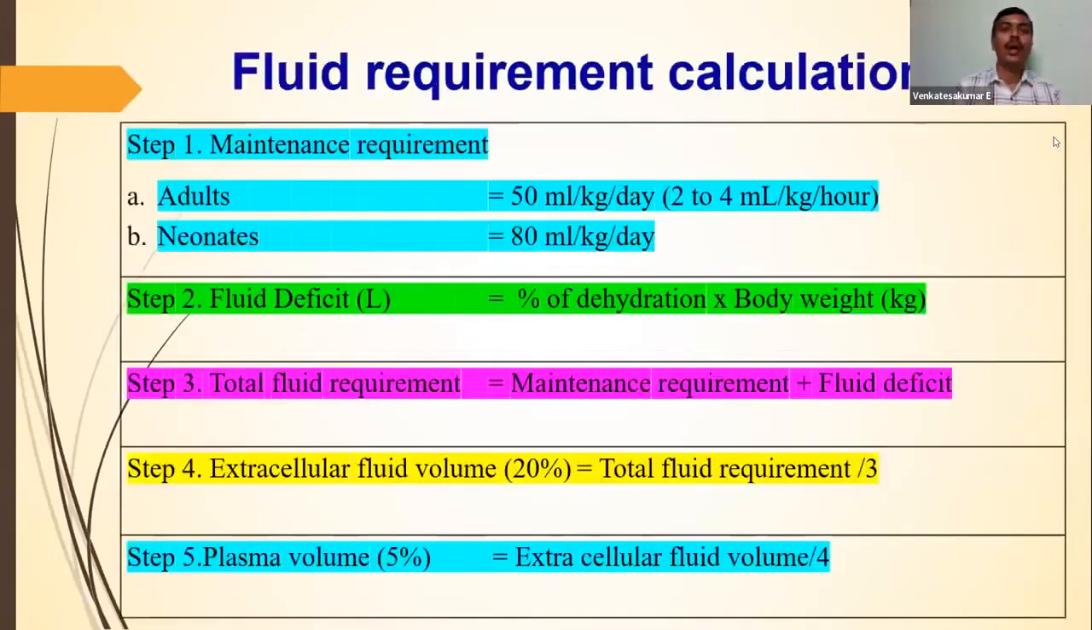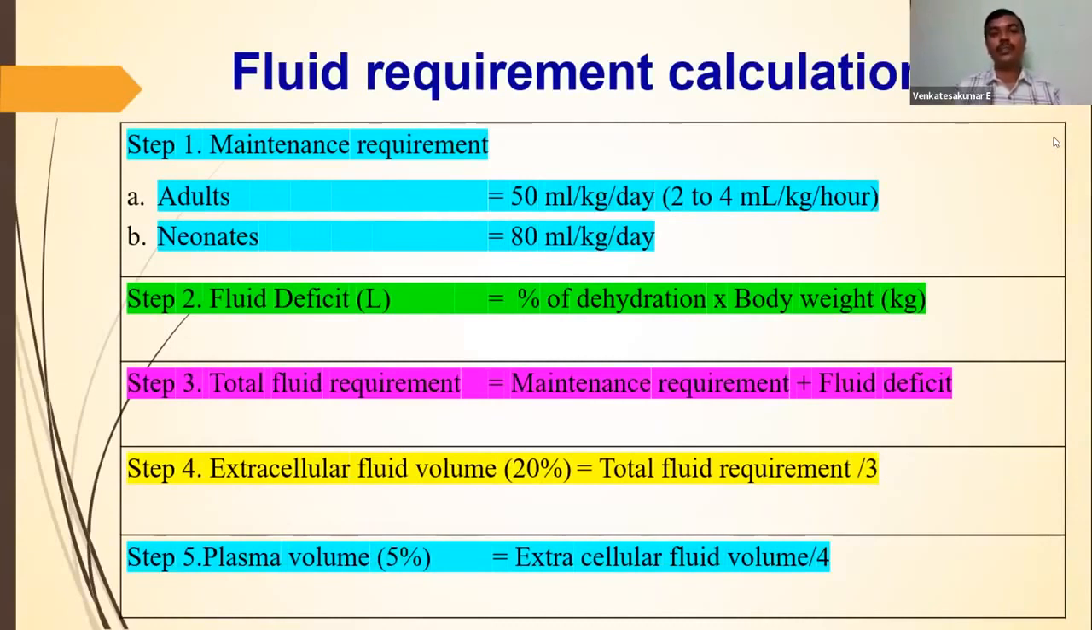Challenge for calculation of the fluid therapy. Already I told you there are fractions: total body water, intracellular fluid, and extracellular fluid, which is again divided into interstitial fluid and intravascular volume. Two types of fluid requirement are there for each animal. Suppose the animal is not having any disease, it only requires maintenance and some sensible and insensible loss. For the maintenance requirement for adult animals, we need to provide 50 ml per kg per day, which is actually 2 to 4 ml per kg per hour. Neonates always have more body water, as I told you, so they should be given more fluid replacement, 80 ml per kg per day.